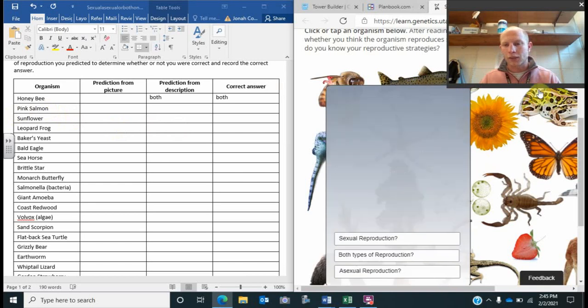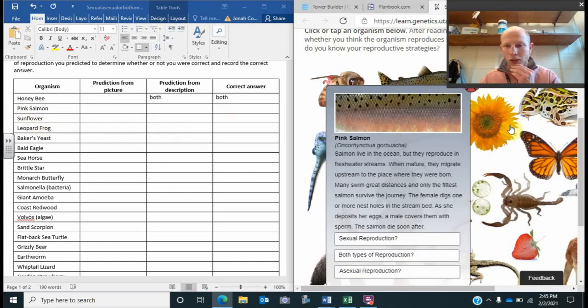Okay, and so now let's go ahead, and these go in order. Pink salmon right next to it, leopard frog. Oh, sunflower, sorry. Here's the sunflower, and then it goes leopard frog right here. But anyways, let's look at this pink salmon. Salmon live in the ocean, but they reproduce in freshwater streams. When mature, they migrate upstream to the place where they were born. Many swim great distances, and only the fittest salmon survive the journey.